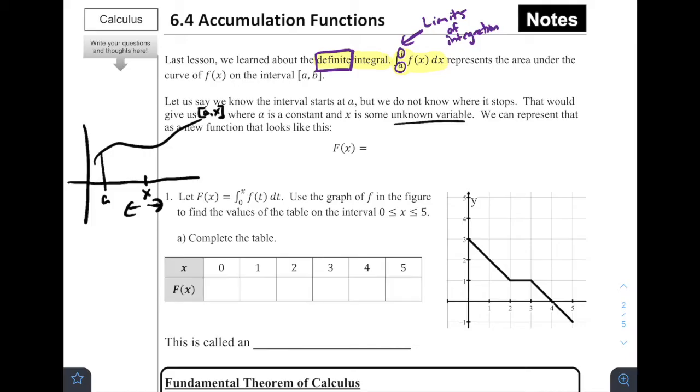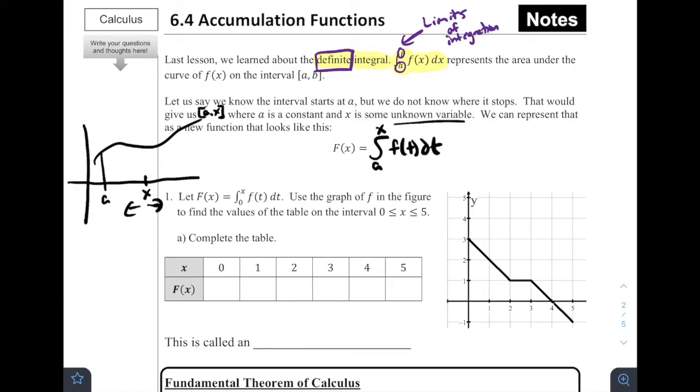We can represent that as a new function that looks like this. We'll say that this is the integral from a, right? A is the x value where we start taking the area, and it's going to go all the way up to wherever x is. So x is going to be at the top. It's going to be our upper limit of integration. Our function here, the variables are going to be slightly different. We're going to then have an f of t dt. So we can represent that as a new function that looks like this: capital F of x is equal to the integral from a to x of lowercase f of t dt.